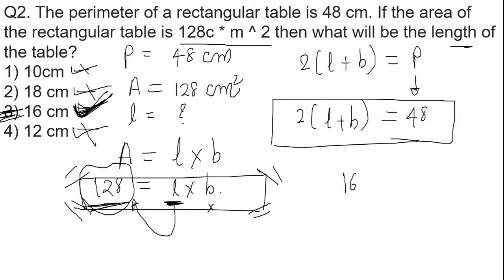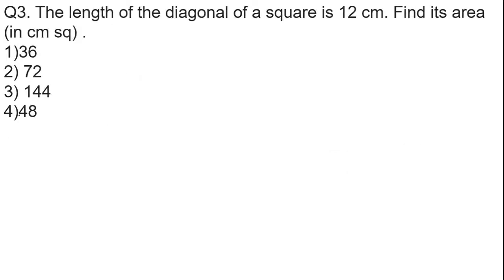You don't have to solve all of the question over here. You simply can find the multiple and give the answer. Perimeter was given, area was given, so L into B is 128. So find such a number in whose table we can get 128. Moving on to question number 3.